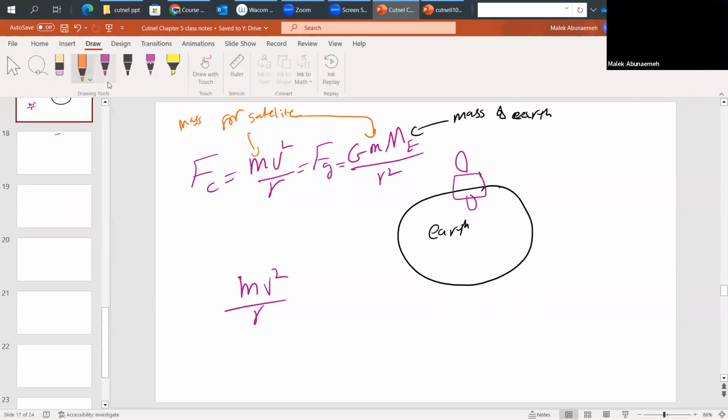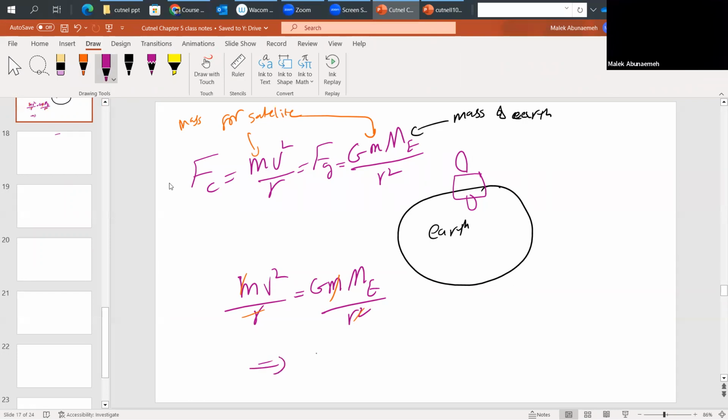So your mv squared is going to equal G m me over r squared, where m is the mass of the satellite. Both masses cancel out, and one radius cancels out. Solving for the velocity, v is equal to the square root of the gravitational constant G times me divided by r.